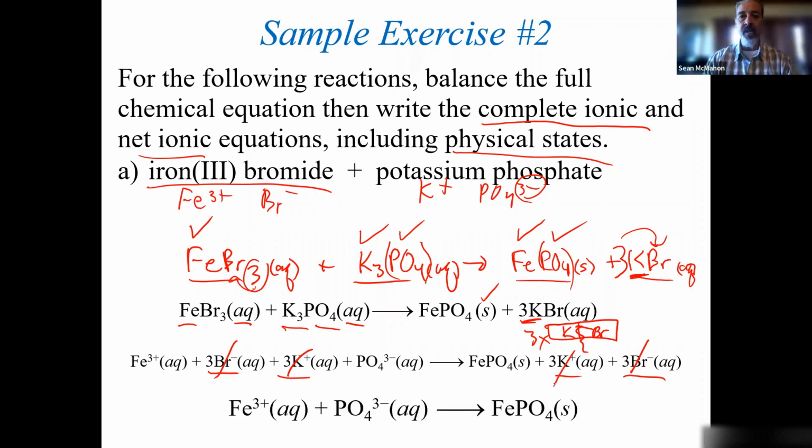My net ionic equation. To produce a solid of iron 3 phosphate, it required the iron 3 cation and the phosphate anion. When those saw each other, they had a greater attractive force amongst each other in that solute-solute interaction than they did for the water. So they precipitate out. Cool, huh?